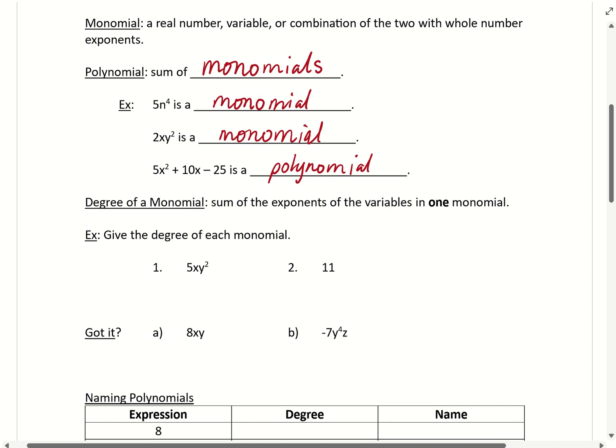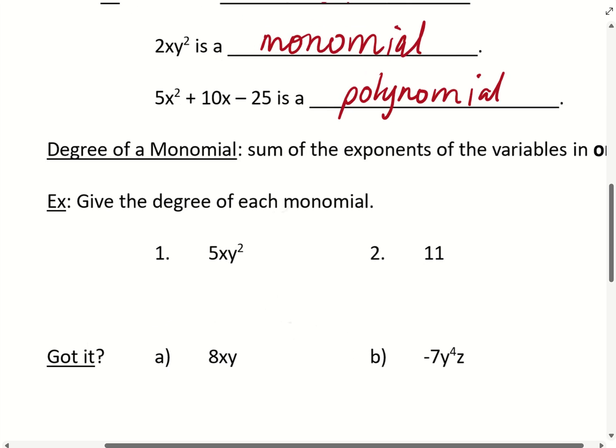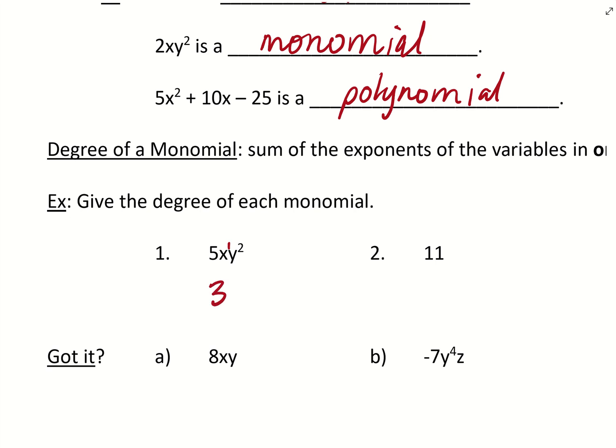All right, so if we look at number 1, you have 5x to the first power and y to the second. So all we're doing is we're going to add those two exponents together. You get 1 plus 2. So that is the third degree.